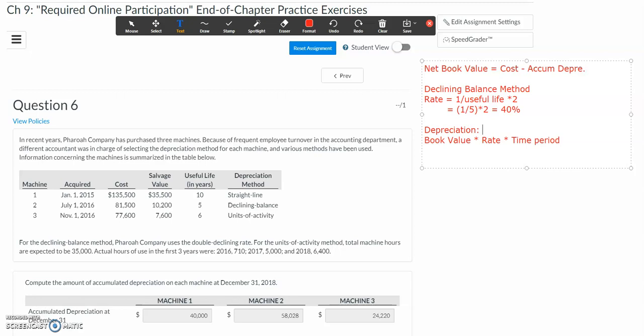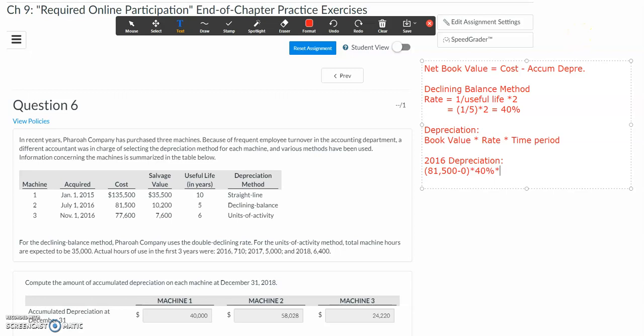So we're going to go ahead and compute the depreciation for each year. So this asset was acquired in 2016. So our 2016 depreciation is going to be computed by taking the cost of $81,500. In the first year, we have no accumulated depreciation, so I'm going to subtract out 0. I'm going to multiply this by our 40% rate.